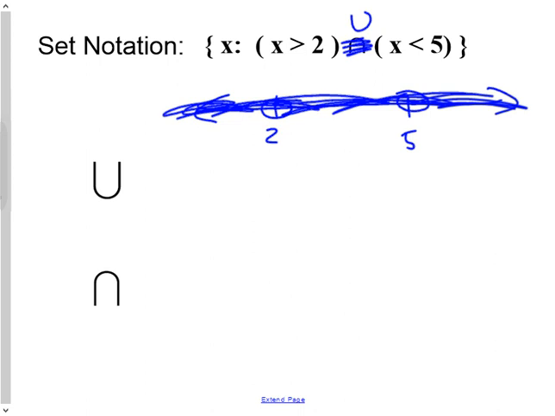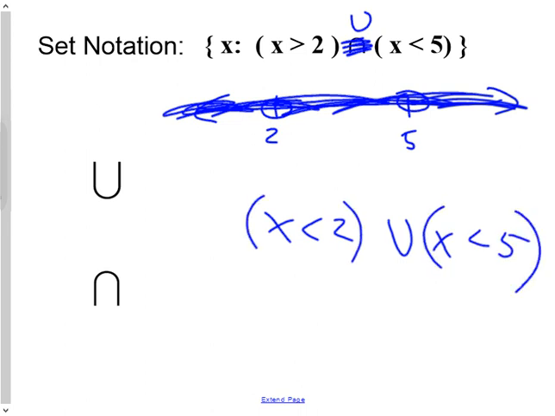All right, what if it was like this? X is less than 2, union with X is less than 5. Plus we put a little scripty thing at the beginning, and an X, and a little scripty thing at the end. Graph that one for me. Just on a number line.